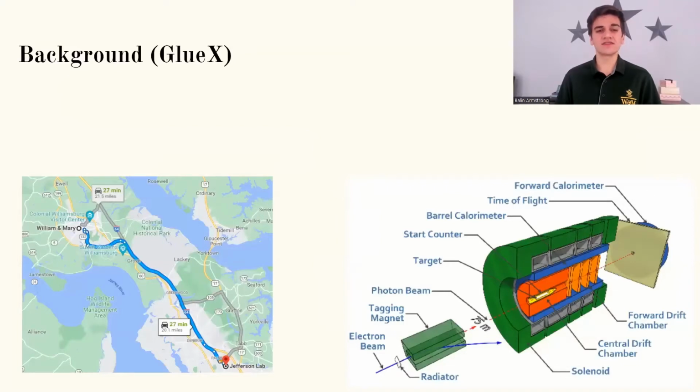GlueX is an international hadronic physics experiment located at Jefferson Lab, and you can see in the bottom left where Jefferson Lab is located relative to William and Mary. And so at GlueX, a photon is collided with a proton to produce particles which then decay into other particles. The particles that are the result of the decay are then able to be measured, and the initial particles are able to be determined.